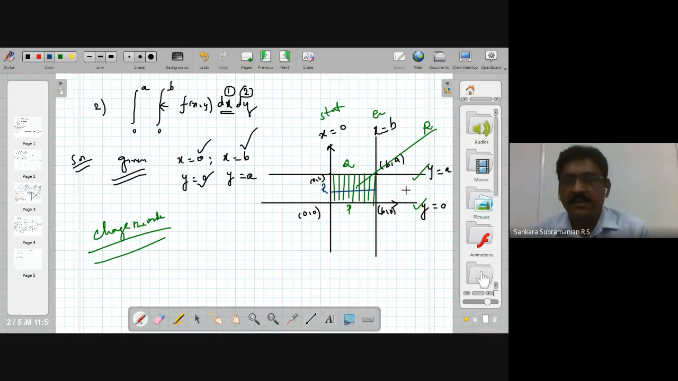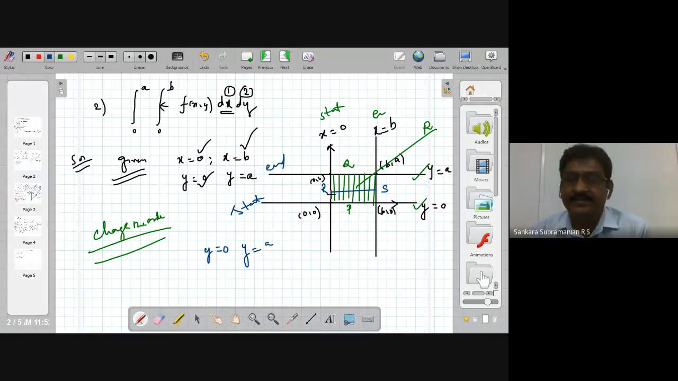Take the strip RS. Now the same region can be covered by painting with the rule that the brush painting must be done parallel to the x-axis. So I can start from here, y equal to 0, and by painting to cover the region, I should end at y equal to a.